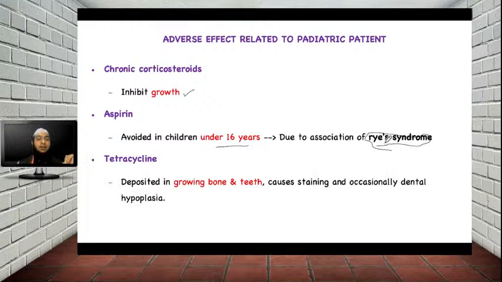Next drug is tetracycline. Tetracycline is deposited into the growing bone because it has a charge, and the bone contains calcium, so it is deposited into the growing bone and the teeth, and it also causes staining and occasionally dental hypoplasia. That is not good in a child, because if the bone and teeth form complexes with tetracycline, there could be the possibility of weak bone and weak teeth. So tetracycline is generally contraindicated in children. You are not giving tetracycline to children, right?